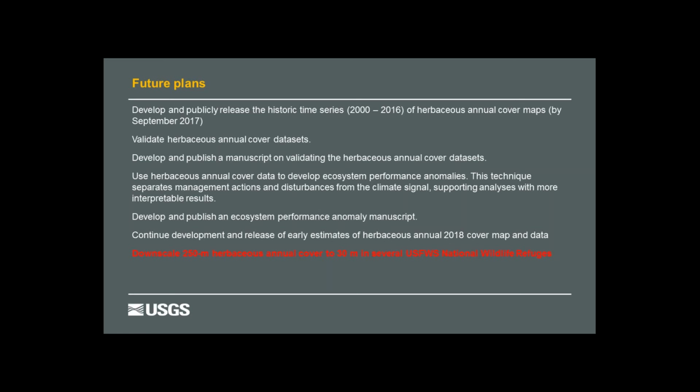We also are going to then develop and publish a manuscript outlining that work, and then we will continue with the development and the release of herbaceous annual early estimates in 2018. Finally, we're working, I think, Bruce, are we working on a contract or are we finalizing a contract? It's in the process. Okay. To downscale the 250 herbaceous annual cover to 30 meters using Landsat data, and we're supposed to be doing that in several forest or Fish and Wildlife Service national wildlife refuge areas.